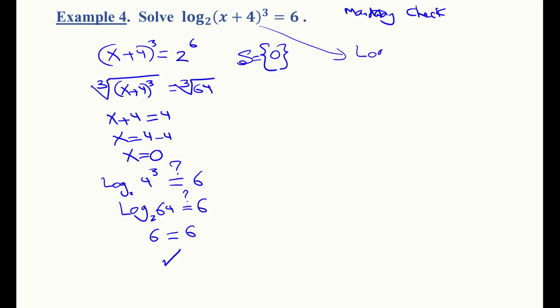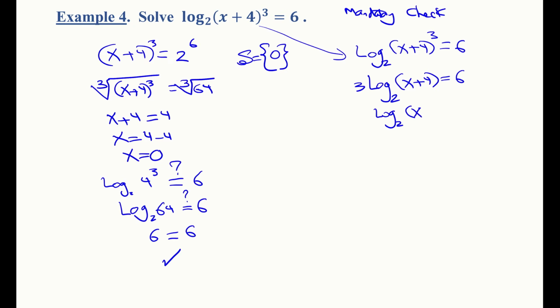All right, just to show you an alternative approach using the power rule, we could have also done this. Notice that we started out with that, right? We could have used the power rule right away to bring this 3 down. So we get 3 times log base 2 of x plus 4 equals 6. Now we can isolate the log term by dividing both sides by 3. So we get log base 2 of x plus 4 equals 2.